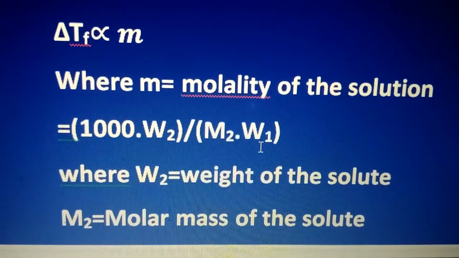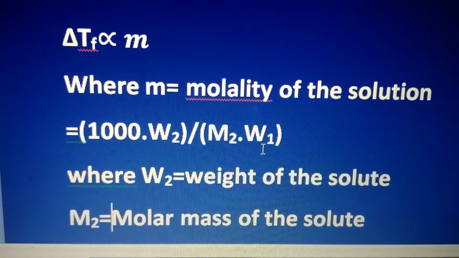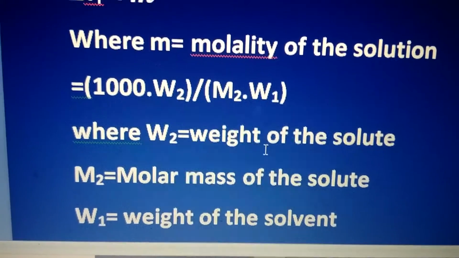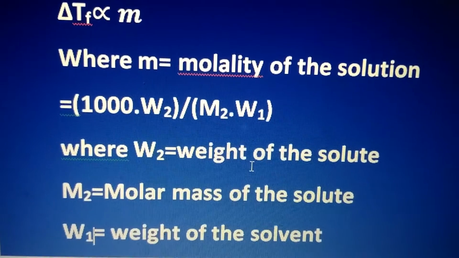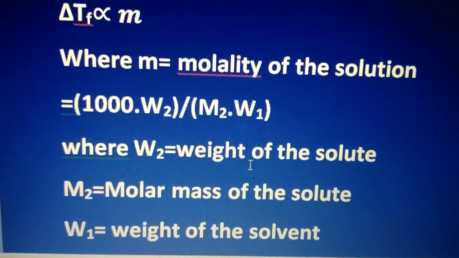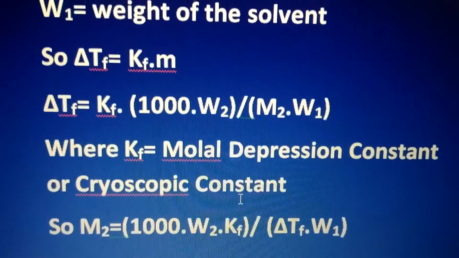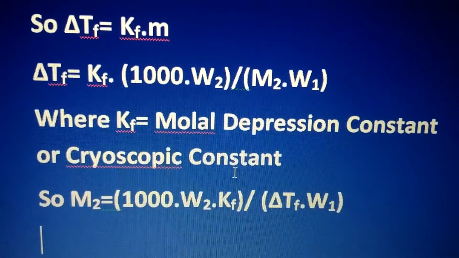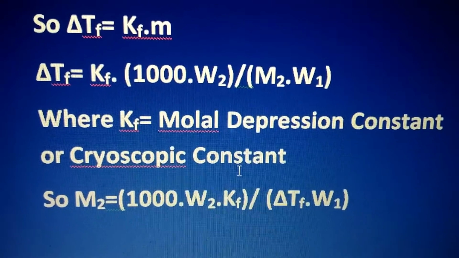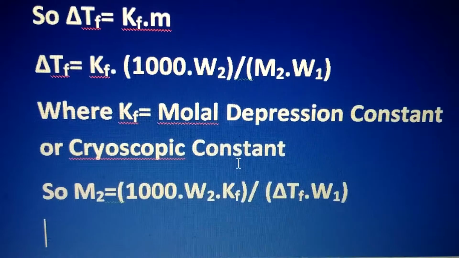So molality m is equal to 1000 into W2 divided by M2 into W1. W2 is the weight of the solute, M2 is the molar mass of the solute, and W1 is the weight of the solvent. So delta Tf is proportional to m, where m is equal to 1000 W2 divided by M2 W1. If we put in a proportionality constant, the equation becomes delta Tf is equal to Kf into m. Here Kf is the proportionality constant, called the molar depression constant or cryoscopic constant.